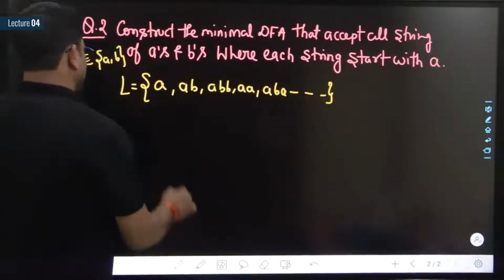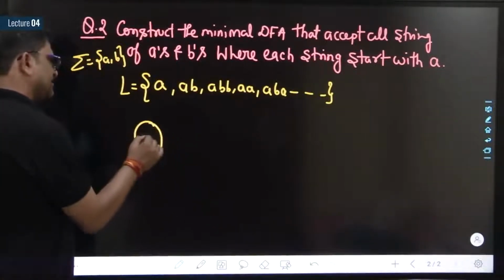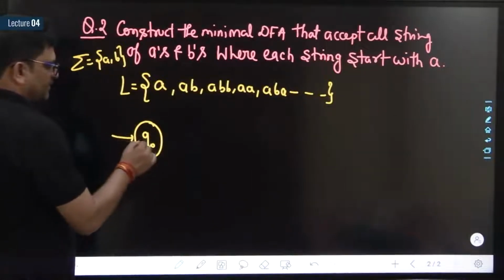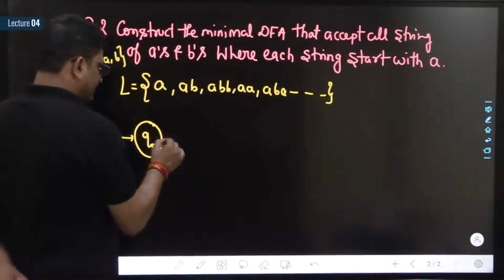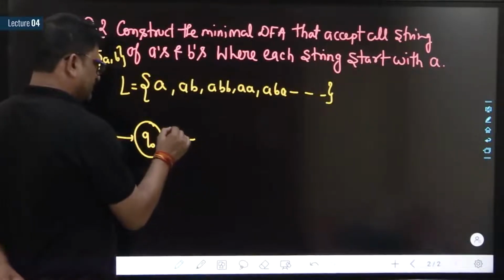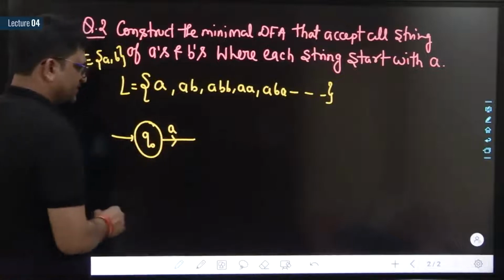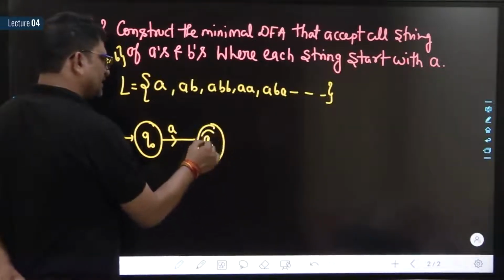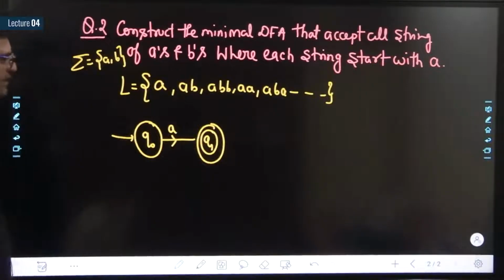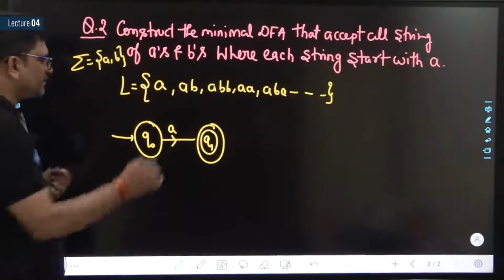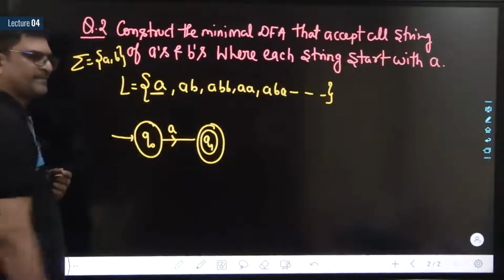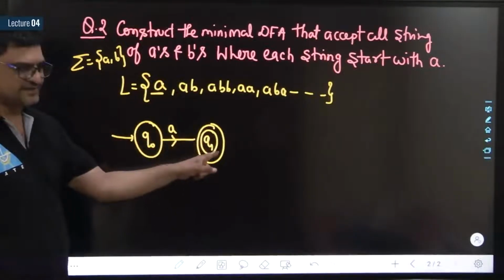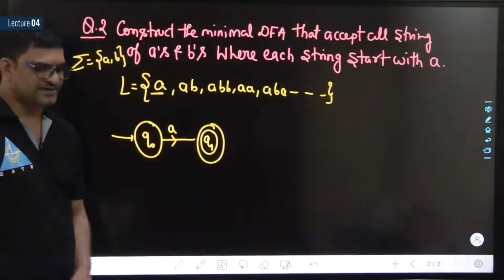Now construct the skeleton. This is the initial state Q0. When we read input A on this state, it goes into the next state, Q1, and this one is a final state, because this language contains A. When we read the string A, it goes into the final state. This is our skeleton.